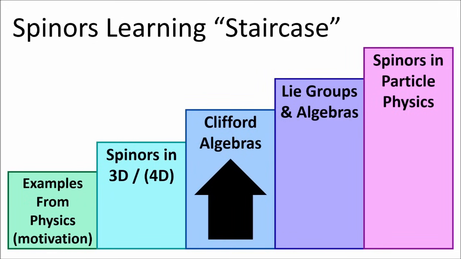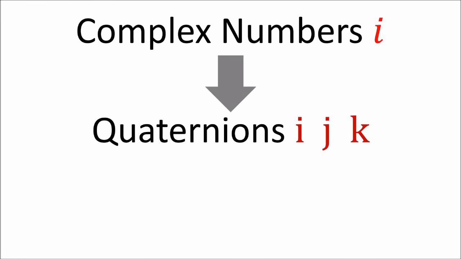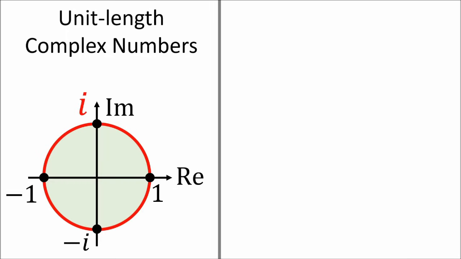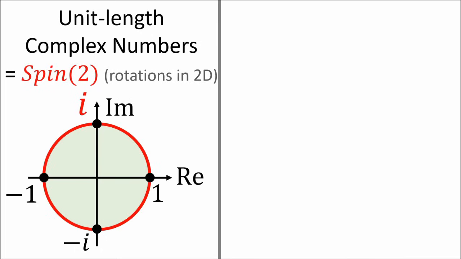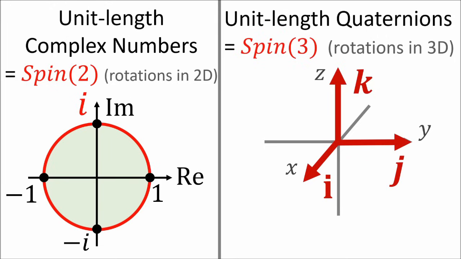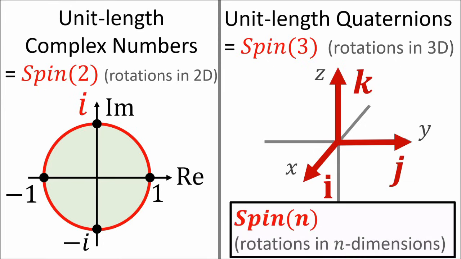In this video, we're going to continue using Clifford algebras to generalize the complex numbers and quaternions to spin groups, which help us do rotations in any dimension. The unit length complex numbers are actually the group spin 2, because they give us rotations in 2D space. The unit length quaternions are actually the group spin 3, because they give us rotations in 3D space. The spin n group is the generalization of these that gives us rotations in n-dimensional space.